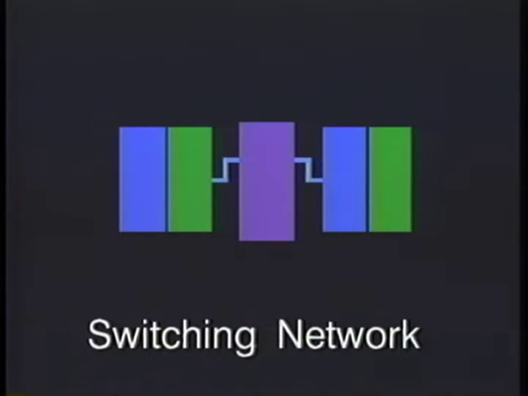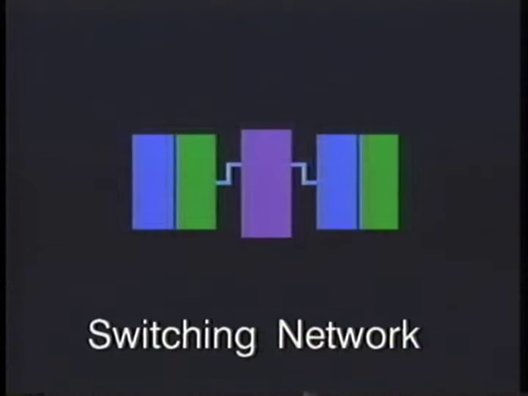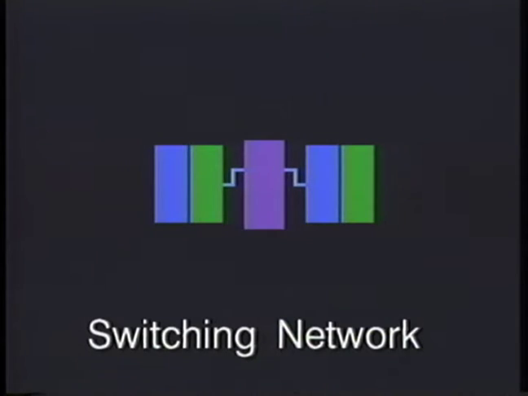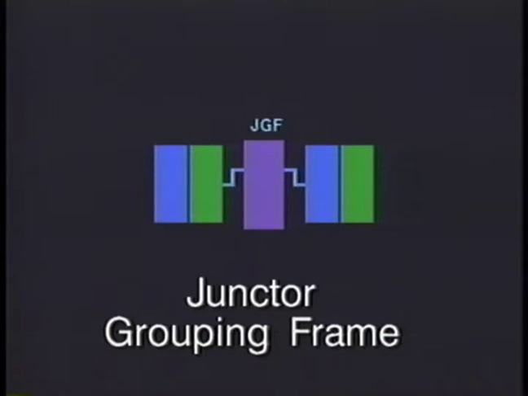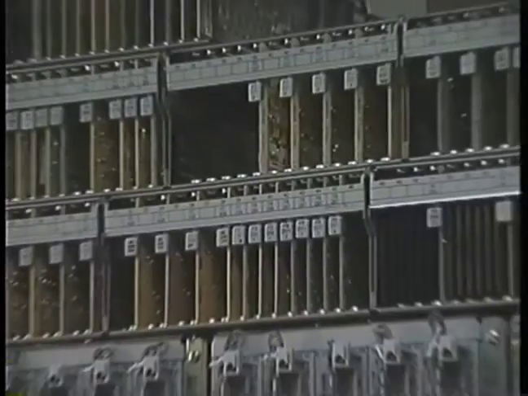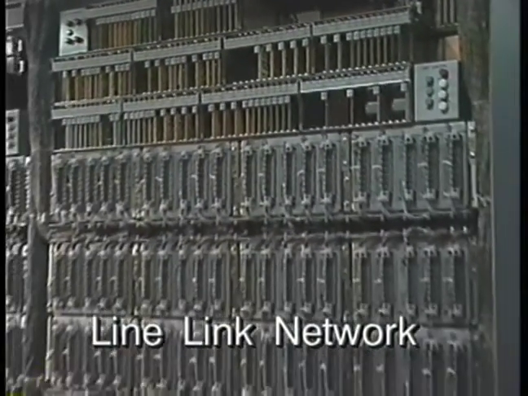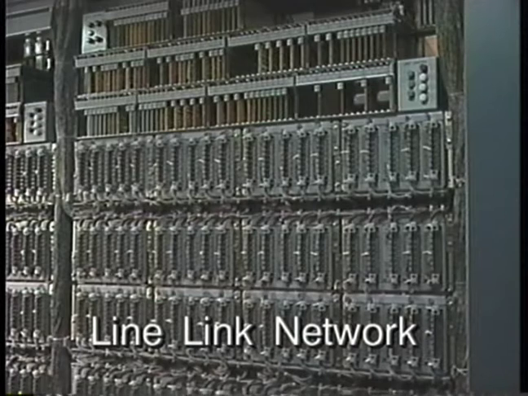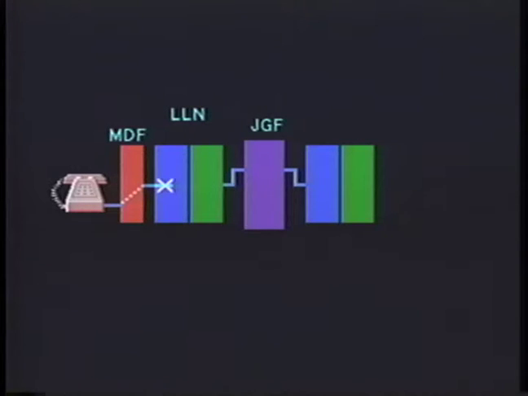The switching network consists of three main components that interact to switch lines and trunks. The center of the switching network is the junctor grouping frame, or JGF. Here, the other peripheral components are connected to each other. The line link network is connected to the junctor grouping frame. Customer lines are connected to the line link network. The lines enter the line link network through the main distributing frame.